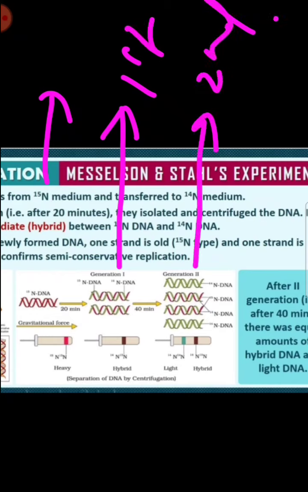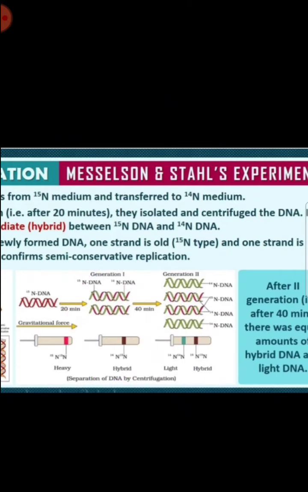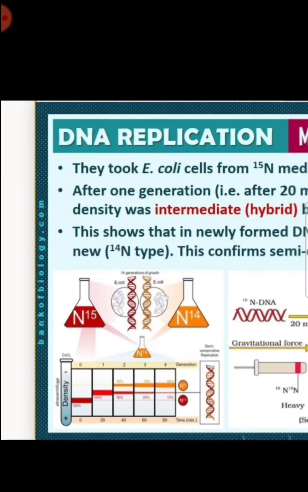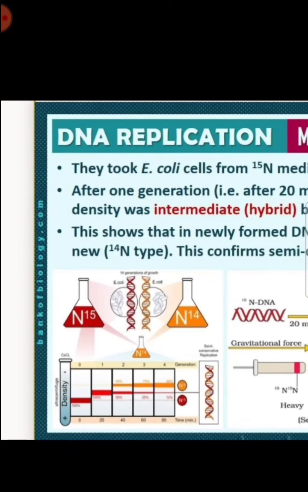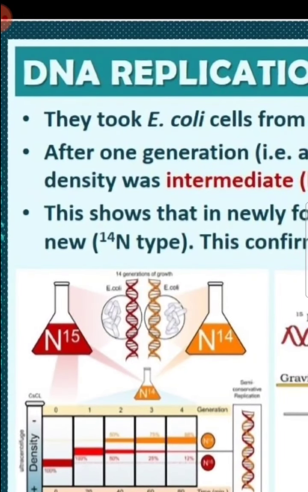So from here you are observing almost intermediate characters, and then from the next generation you are observing intermediate, hybrid as well as the lighter bands. So this was by the cesium chloride density gradient experiment. Okay, so you can see here how actually the experiment can be observed.